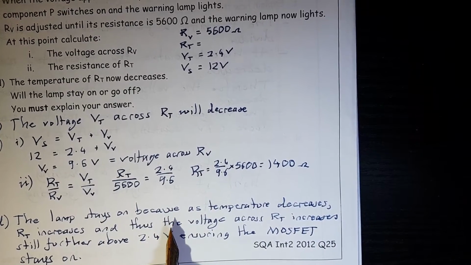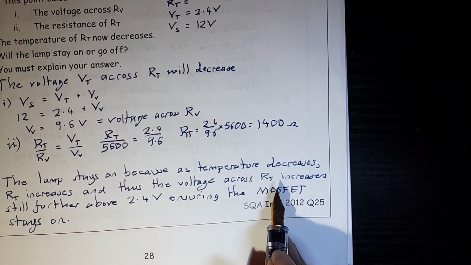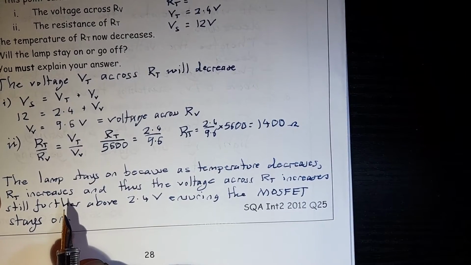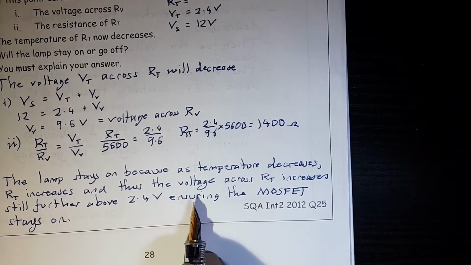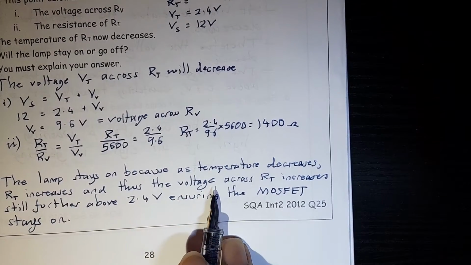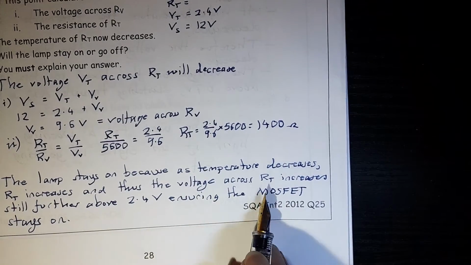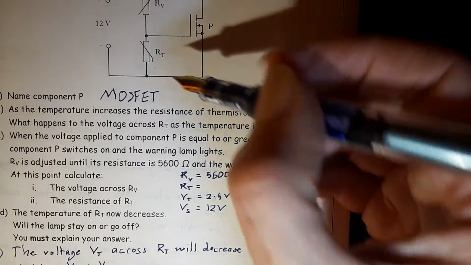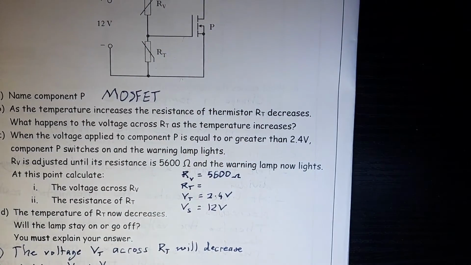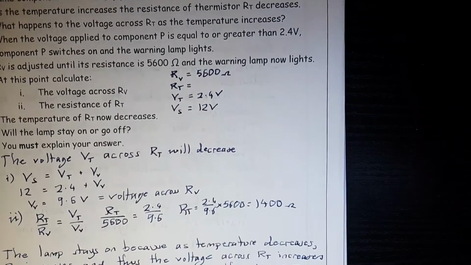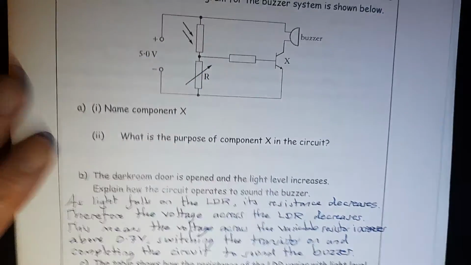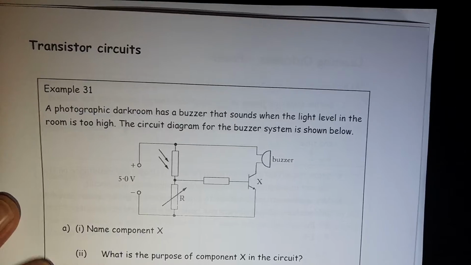The lamp stays on because as the temperature decreases, that means that RT must increase in its value. And because it's in a voltage divider, when the voltage across RT increases, that will force the voltage on the component P to increase, still further above 2.4 volts. And that will ensure that the MOSFET stays on. Okay, so that's that one. And now we're on to example 31.